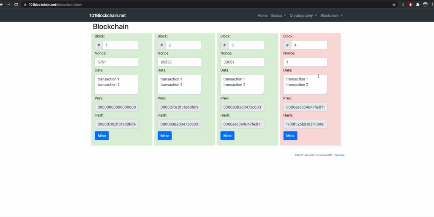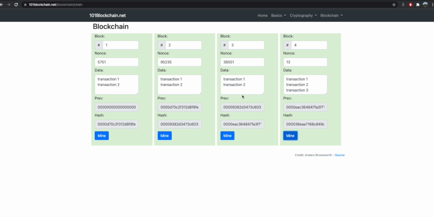So let's add a new transaction. So I'll go in here and I'll add transaction 3, and now I'll actually mine it. One of the most powerful aspects of blockchain technology is the chain of blocks is immutable, or tamper-free. Let's try something.